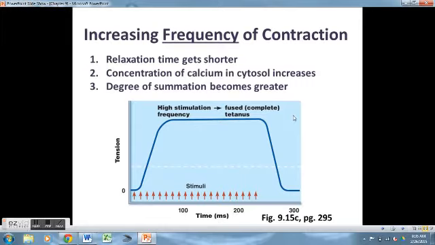Now, if we increase the stimuli a lot, we have a really high frequency of stimuli, we'll get something that looks like this, where the muscle contracts and we're stimulating it so much that it never has a chance to relax at all. We refer to this as tetanus, and that just means sustained muscle contraction. Now, you do get a tetanus shot. That's a little bit different. Here we're talking about sustained muscle contraction.